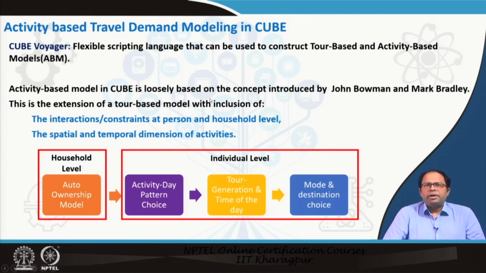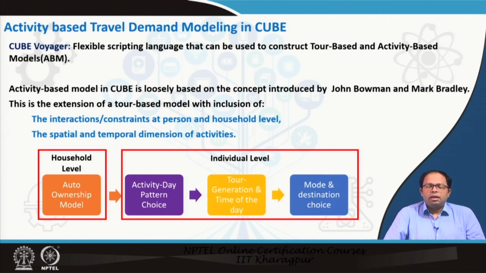So, Cube Voyager, we have already seen how a 4-stage model could be run in Cube Voyager, and as you know, Cube uses a flexible scripting language. So, it could be used to construct or modify those basic 4-stage models to include a tour based model, or we can also make it into an activity based model. The activity based model concept we have already discussed earlier: instead of modeling trips or even tours, we model what kind of activities an individual participates in, when that activity happens, where it is conducted, and how to support that particular activity.